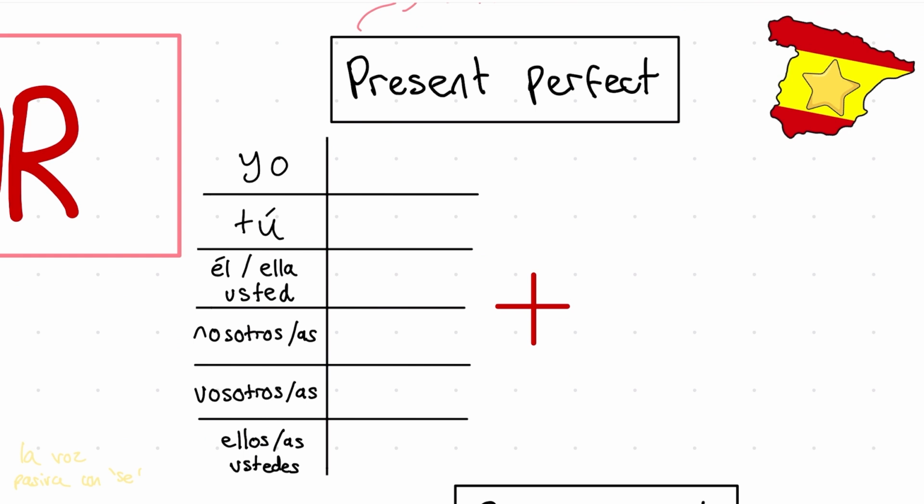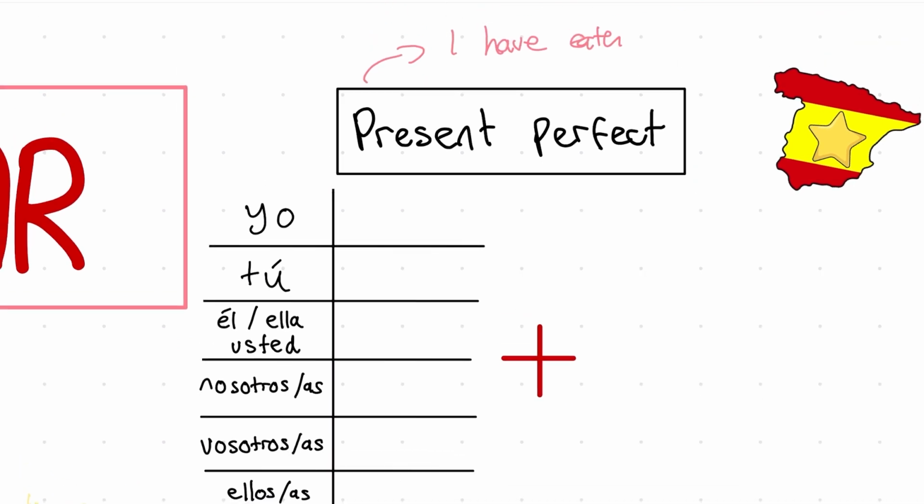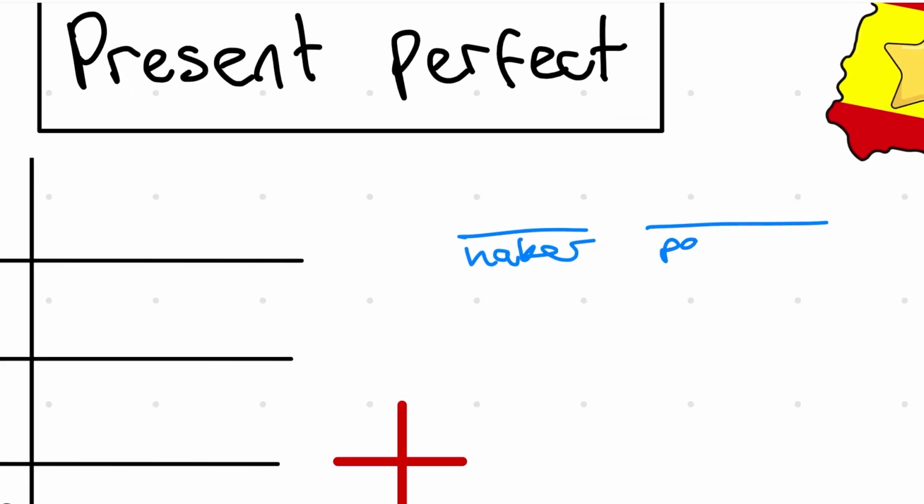So let's see how to do it in Spanish. It's going to be made up of two words. The first word is going to be the conjugation of haber, and the second one is going to be your past participle.